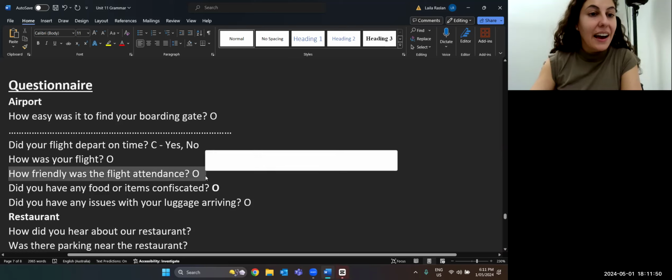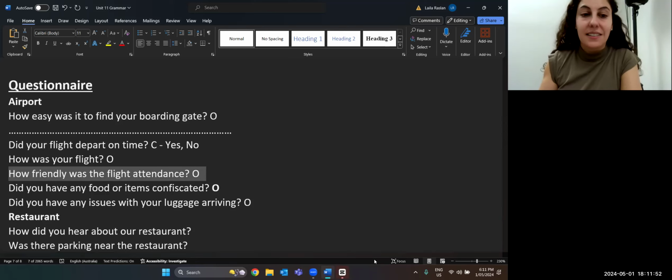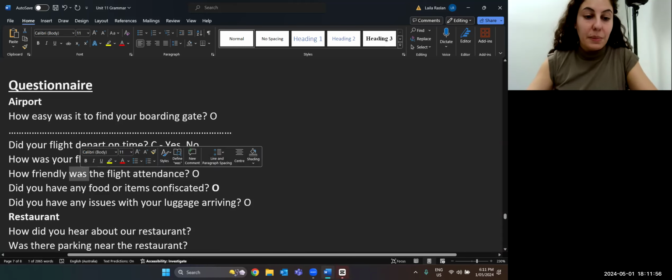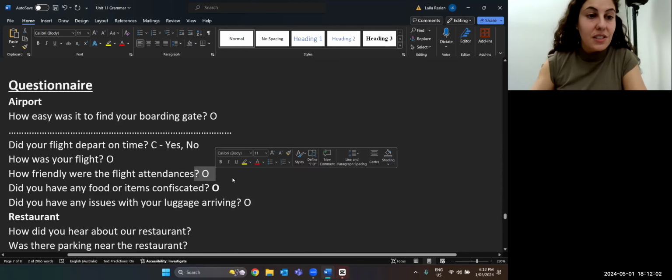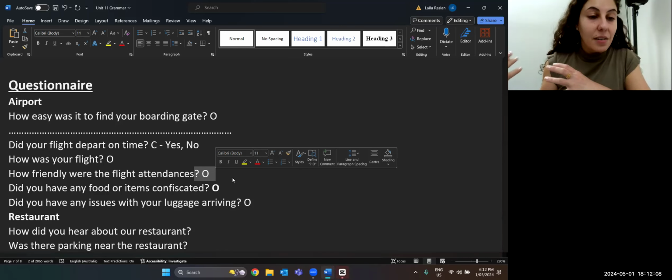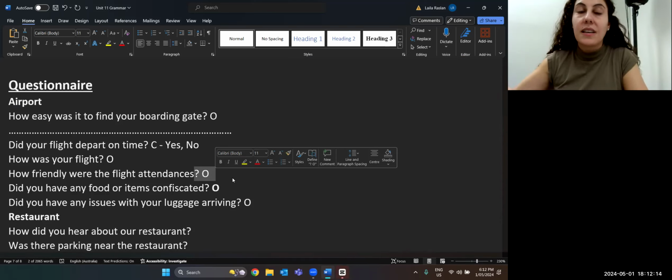Another question, how friendly were the flight attendants? That's an open question because every customer is going to respond differently and they're going to give more than a yes or no response. They can say they were very friendly. They helped me to find my seat. They gave me a blanket. When I asked for something, they were okay.